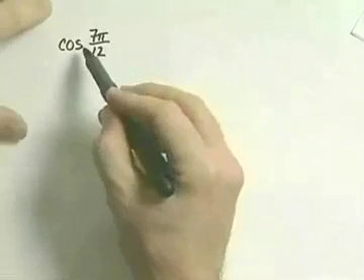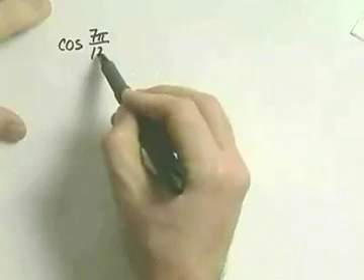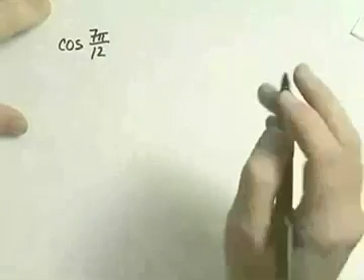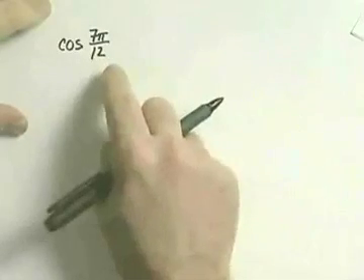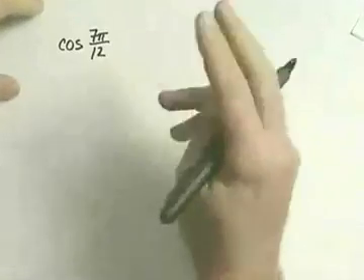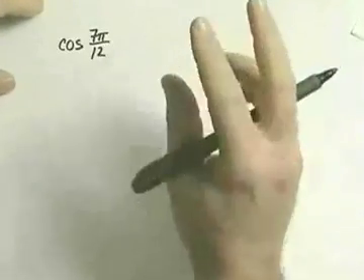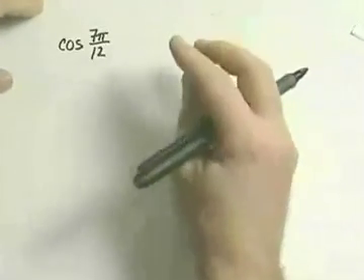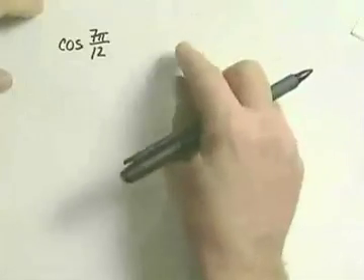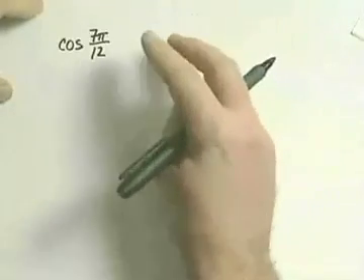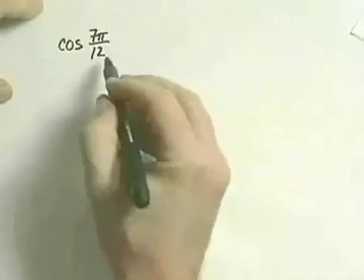In this next example, we want to use the sum or difference formula to find the exact value of a trigonometric expression. The expression that we're working with is the cosine of 7 pi over 12. Now what we want to do is rewrite 7 pi over 12 as the sum or difference of two angles whose exact trigonometric values we can figure out.